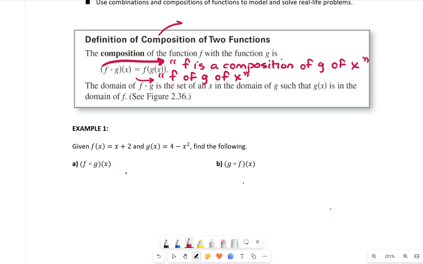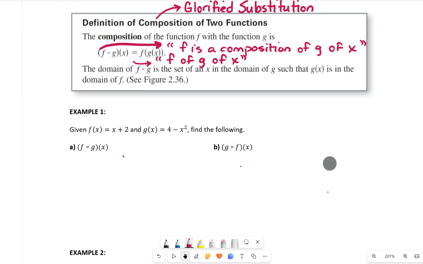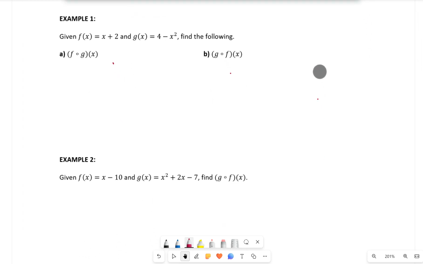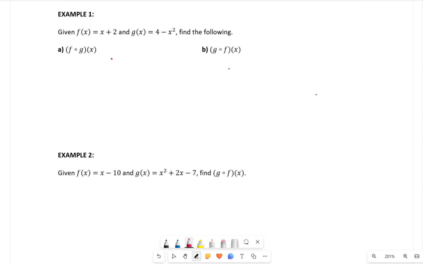Composition, in essence, is glorified substitution. Instead of just evaluating a function at a particular value, you are going to be substituting expressions, as seen in example number 1 that we're proceeding to look at. I'm going to give you two functions, f and g. f of x is x plus 2 and g of x is 4 minus x squared. We're going to find the composition of these functions in both directions.